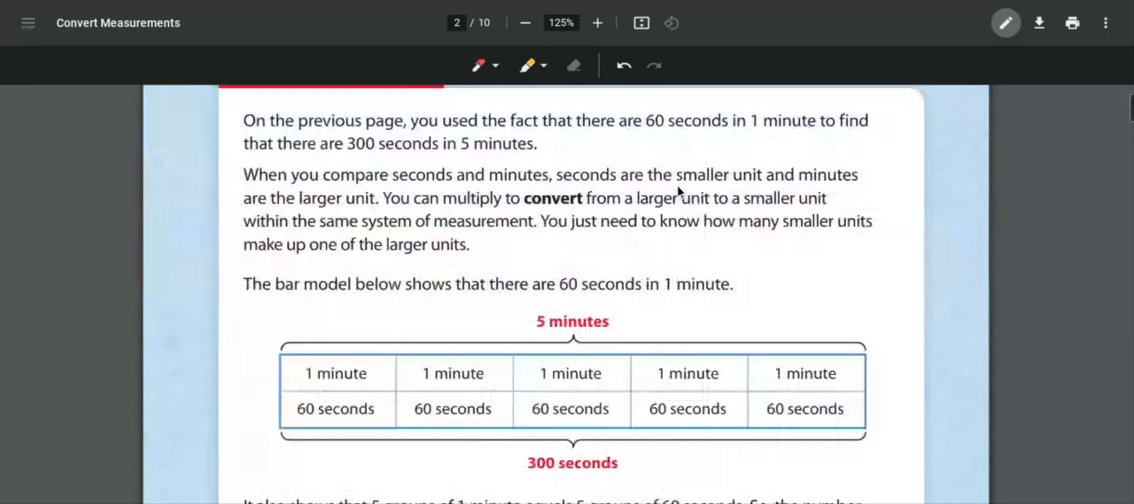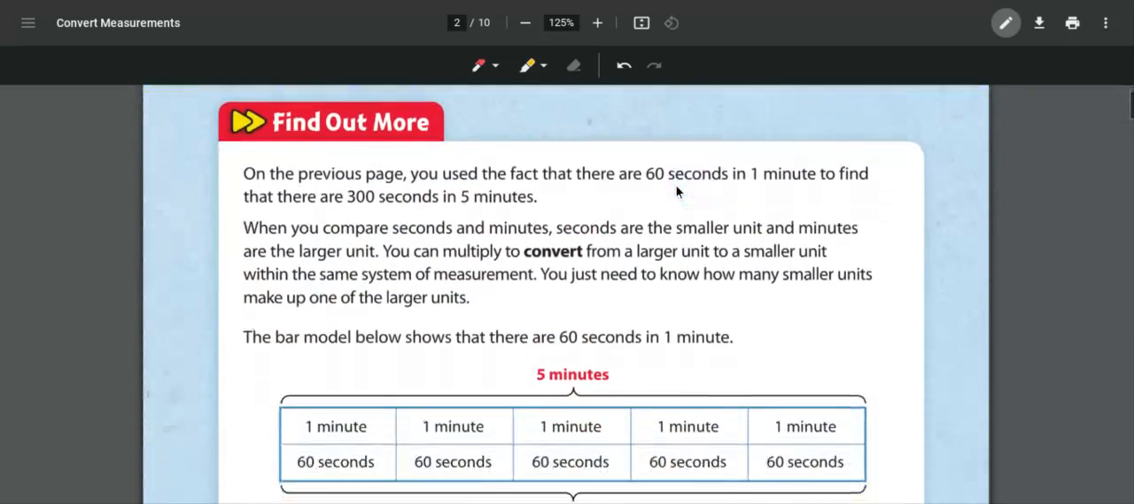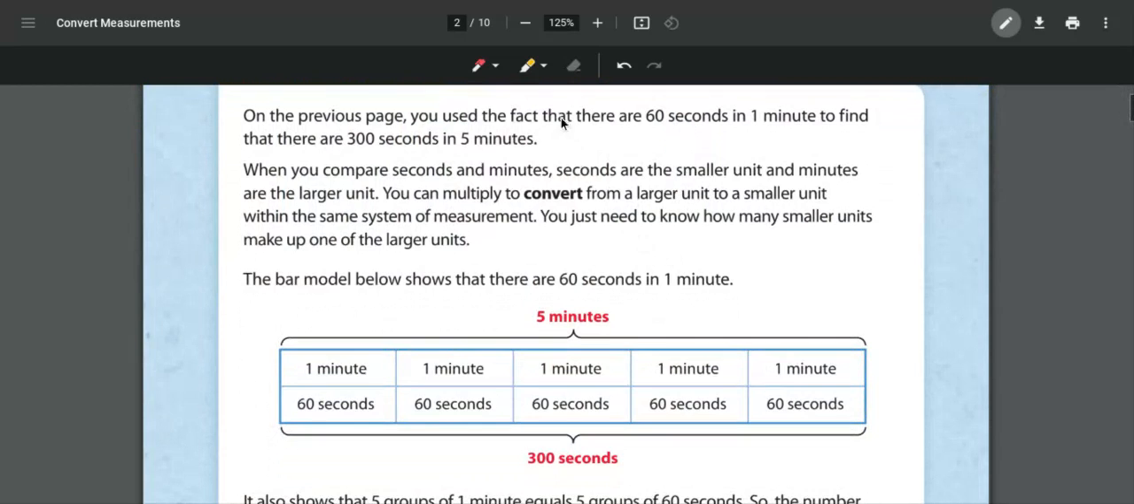Okay, next page, 241. Find out more. On the previous page, we used the fact that there are 60 seconds in 1 minute to find that there are 300 seconds in 5 minutes. When you compare seconds and minutes, seconds are the smaller unit and minutes are the larger unit. You can multiply to convert from a larger unit to a smaller unit within the same system of measurement. You just need to know how many smaller units make up one of the larger units.